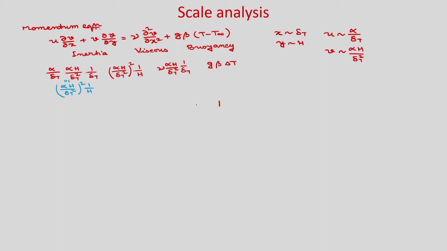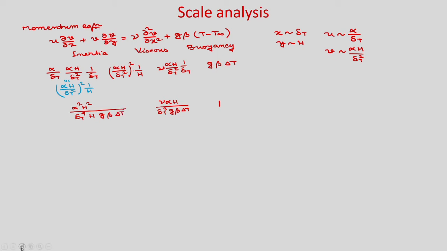So, you will get this term, if you see, it will be nu into alpha into h by delta t cube, then g beta delta t. So, this is your viscous term and now you divide this term. So, these two terms are same, so I will write only one term. So, it will be alpha square h square by delta t to the power 4 h, and we are dividing by g beta delta t.